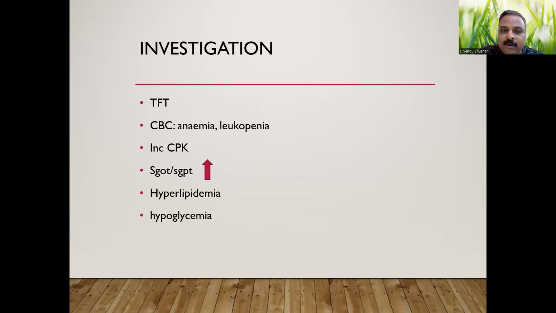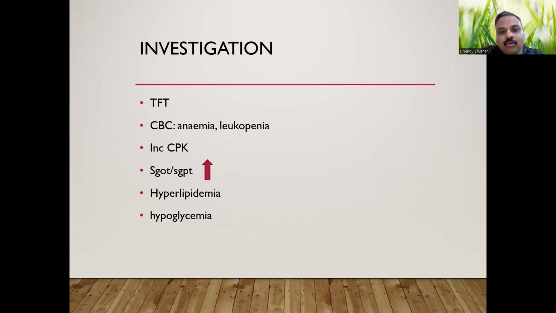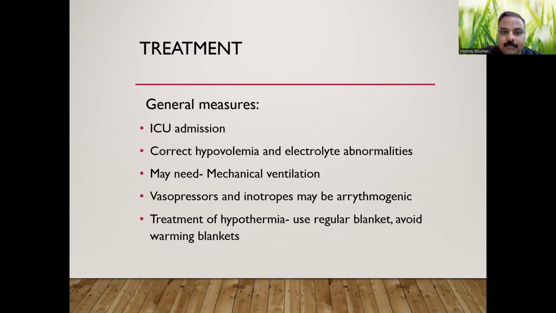What investigation when we think about this? We can send TFT and CBC. CBC can reflect anemia or leukopenia. Increase in the CPK level, SGPT can be high, hyperlipidemia, and hypoglycemia. So you can see that Myxedema Coma is mostly associated with hypoglycemia, and in contrast the thyroid storm is associated with derangement in blood sugar, it mostly increases the blood sugar level.